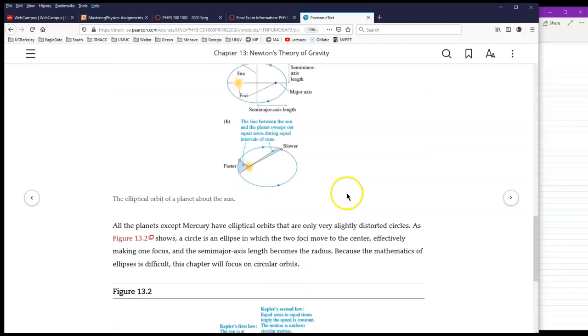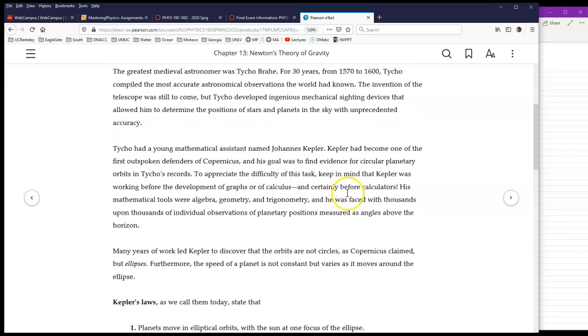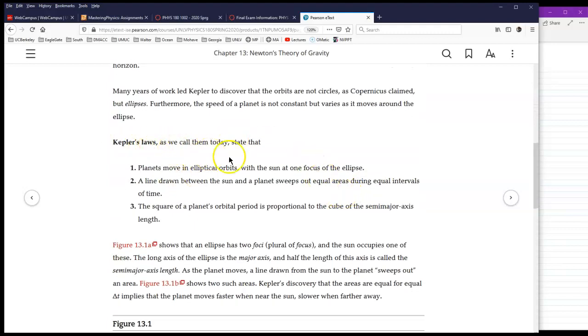Let me show them. I'll just read them for you. I'm trying to find them. Tycho Brahe should be here. There they are, right here. Kepler's laws, the three laws. I urge you to memorize them or just to be familiar with them without looking in the book.